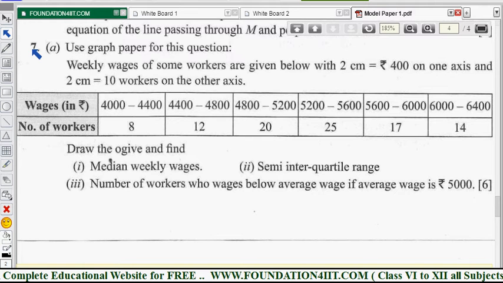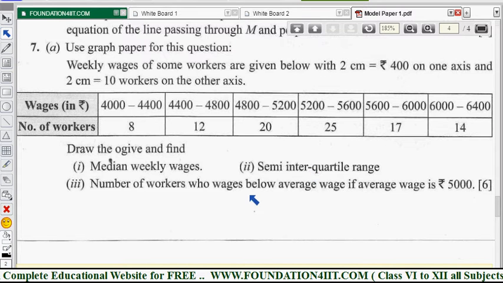Now in this question number 7, we need to use graph paper. The weekly wages of some workers are given below. Take 2 centimeters equal to 400 rupees on one axis, and 2 centimeters equal to 10 workers on the other axis. By using this table, you should find out the median and semi-interquartile range.